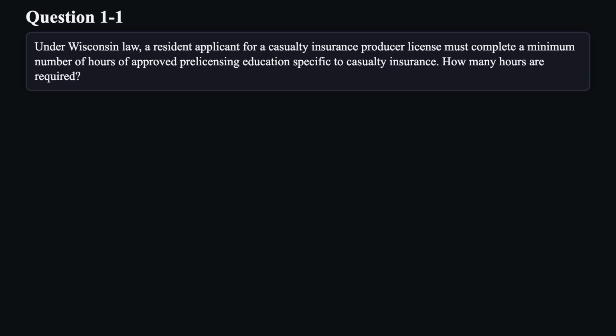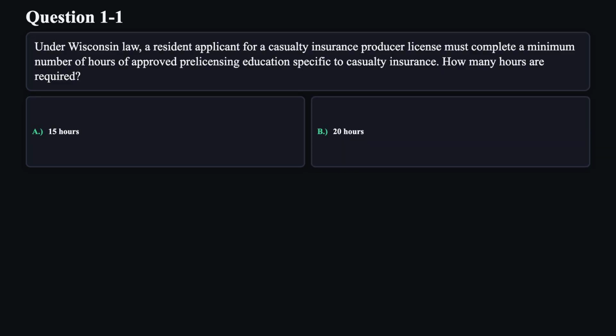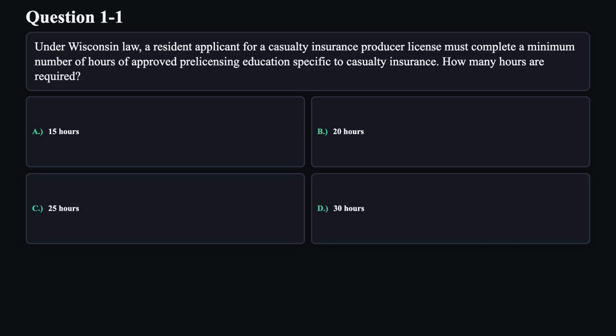Under Wisconsin law, a resident applicant for a casualty insurance producer license must complete a minimum number of hours of approved prelicensing education specific to casualty insurance. How many hours are required? A. 15 hours. B. 20 hours. C. 25 hours. D. 30 hours.